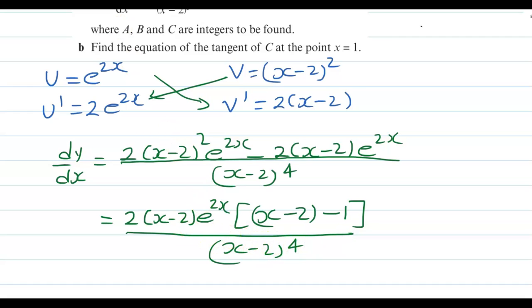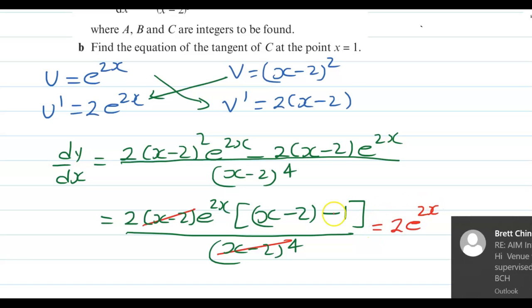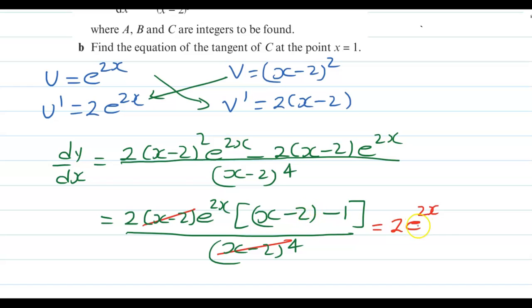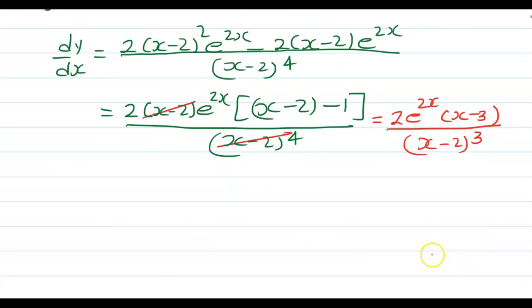Yeah, so we can cancel one (x minus 2) here and one (x minus 2) here, and let's see what is left over. So it is 2e to the power 2x, and what is left here? Minus 2 and minus 1 becomes, sorry, x minus 3, over (x minus 2) to the power 3. Okay, so this is our dy over dx.